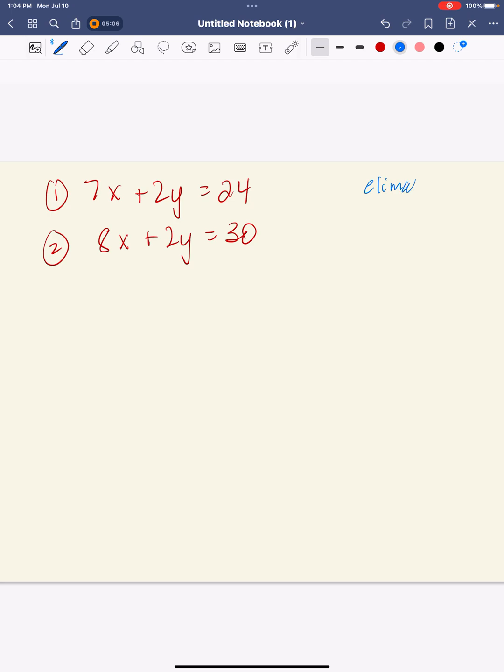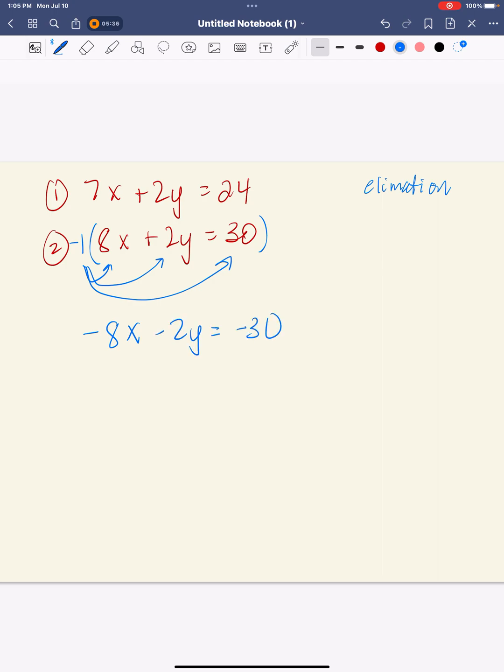And the reason why I want to do elimination for this one is because when I look at my y's, I notice one is a positive 2y and one is another positive 2y. So what I'm going to do is multiply, and it doesn't matter which one, but I'm going to do the bottom one. I'm multiplying this one by -1. And I'm multiplying it by -1 because when I distribute to every term in that second equation, I'm going to get negative 8x minus 2y minus 30.